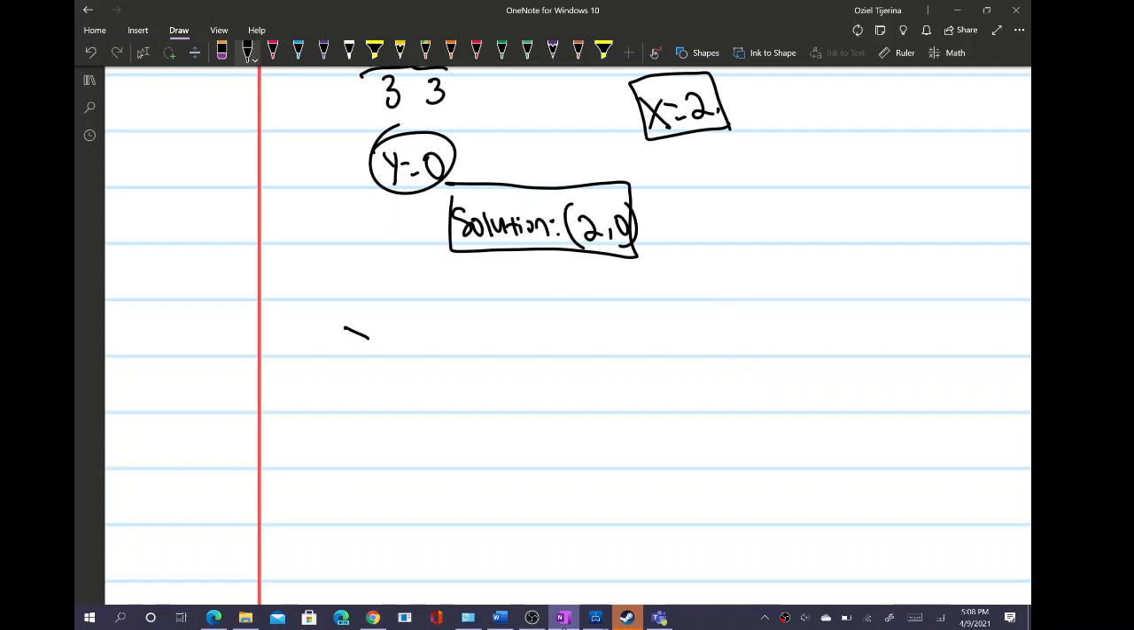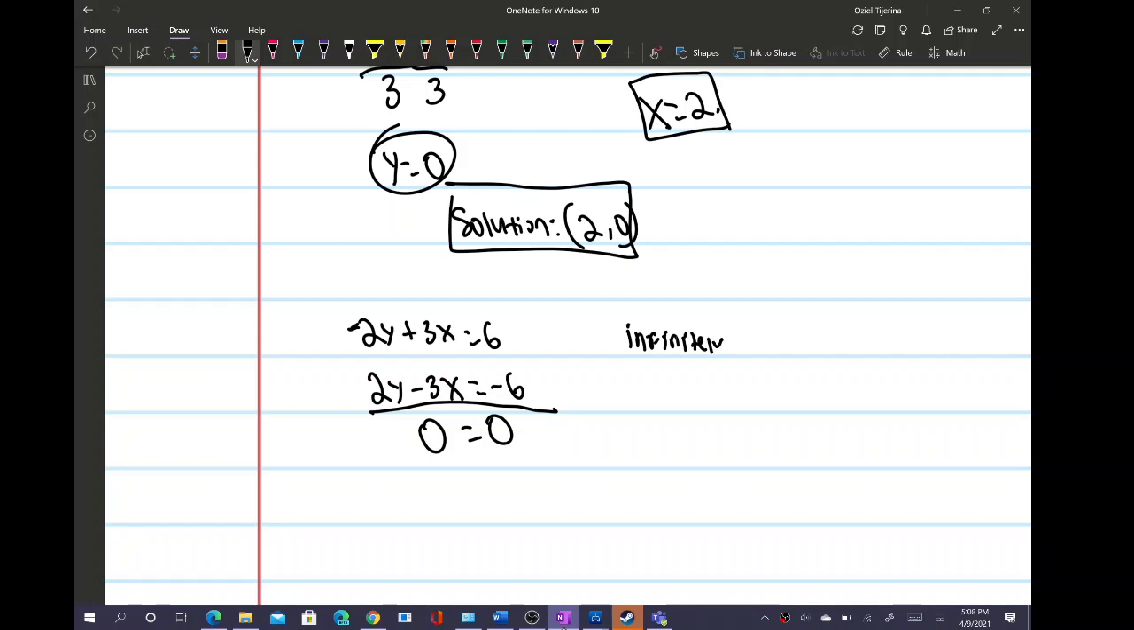If we had something like negative 2y plus 3x equals 6, and 2y minus 3x equals negative 6. Let's say we just add them, right? Because let's say we want to solve by elimination. So we're like, oh, okay, they cancel out, so it looks like we can solve by elimination. We get 0 equals 0. So your answer would be infinitely many solutions, right?